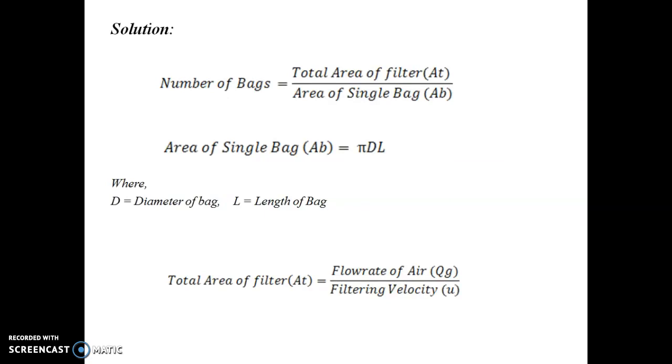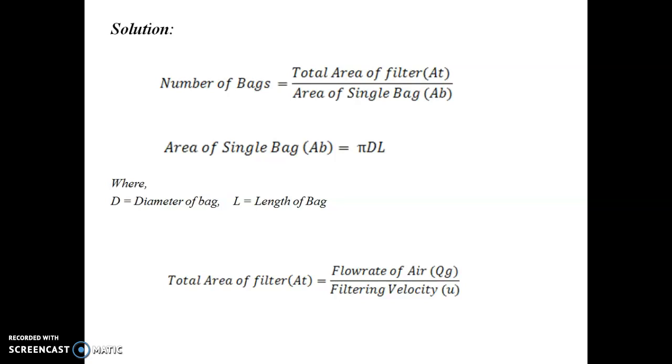The solution for this: the equation provided for the solution is that the number of bags is the ratio of the total area of the filter divided by the area of the single bag. Area of the single bag is calculated by the surface area of the cylindrical shape, because the bag is constructed with the cylindrical shape. That's why the equation is pi dl, where d is the diameter of the bag and l is the length of the bag.